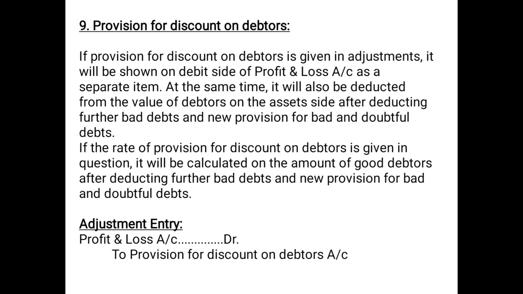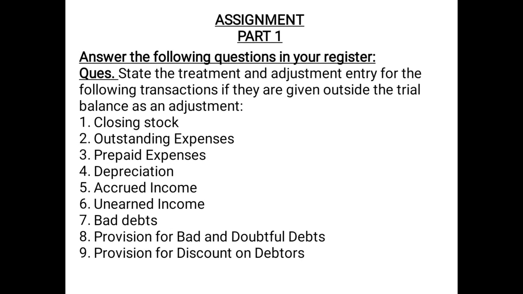Revise all the adjustments. Which place does it go, and if the amount is to be calculated, then on which amount it has to be calculated. Go through all the adjustments, children, discussed till now. It is a very important chapter for you. Now this is the assignment based on this part, children. You have to answer the following questions in your register.